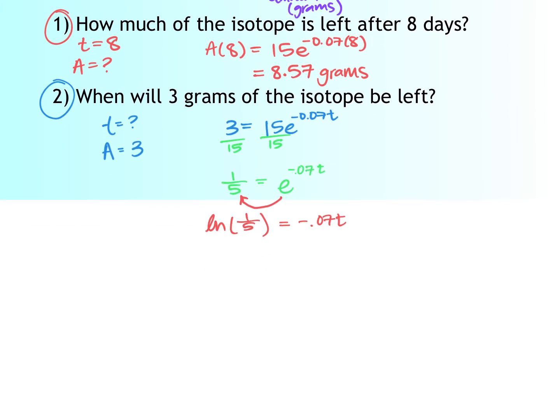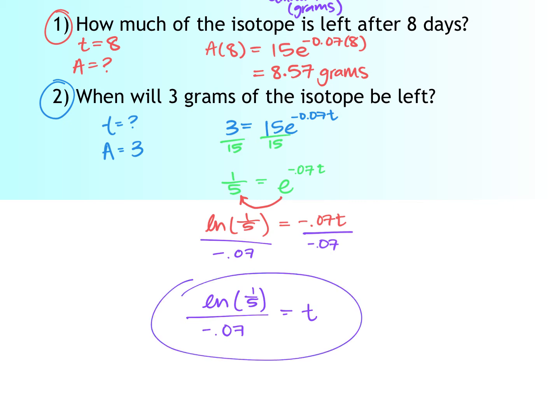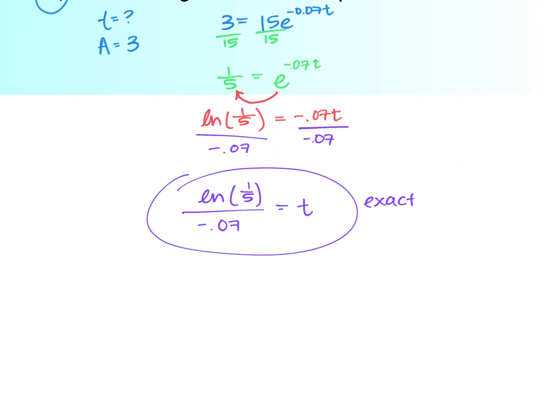To solve for t, we're going to divide both sides by negative 0.07, leaving me with the natural log of 1/5 divided by negative 0.07. This would be the exact answer for time. To find an approximation, again, I'd have to use a calculator. When I do this, I find that the decimal approximation is 22.99, so you could round that up to 23 days.